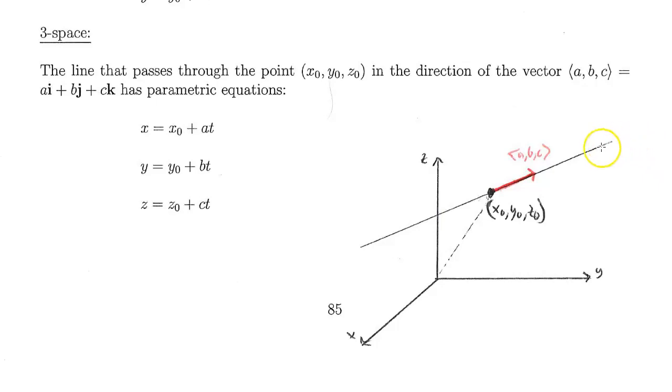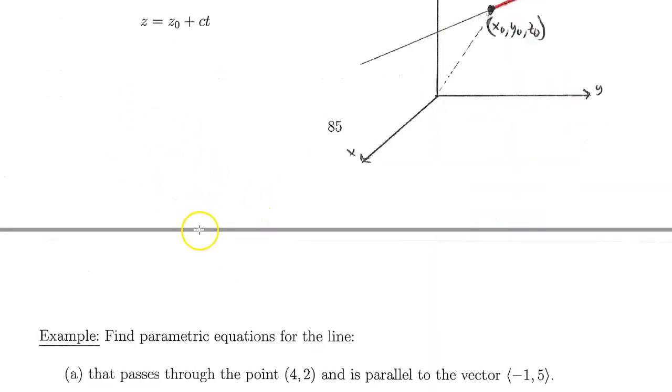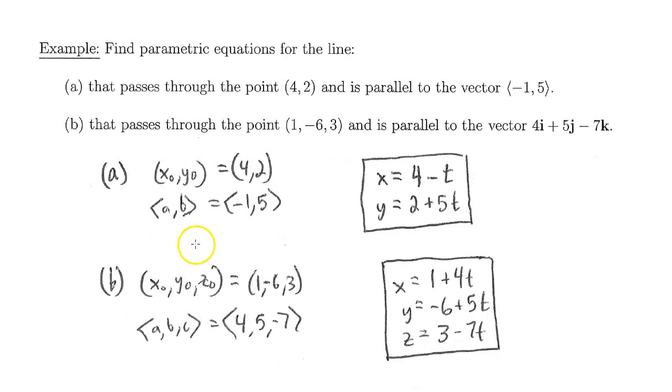Now by the way, you could come up with other parametric equations for this line. You could have picked a different point on the line. Your abc could have been maybe longer or shorter. So these parametric equations are not unique. But once you have a point and a direction vector, you can come up with parametric equations for the line. So let's do a couple of quick examples. Find parametric equations for the line that passes through the point 4, 2, and is parallel to the vector -1, 5.